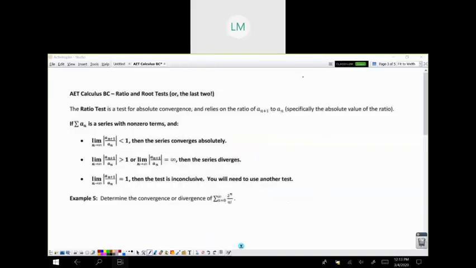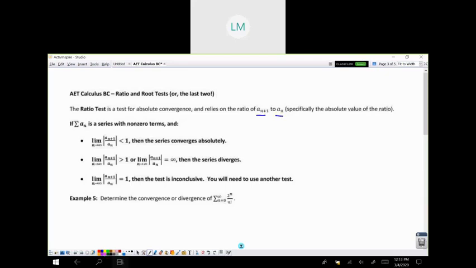So we are going to go through the ratio test and the root test. These are the last two tests for convergence. I'm going to do these two videos as separate videos. So the ratio test is a test for absolute convergence because it will be using absolute values, and it will rely on the ratio of the n plus 1 term to the nth term.